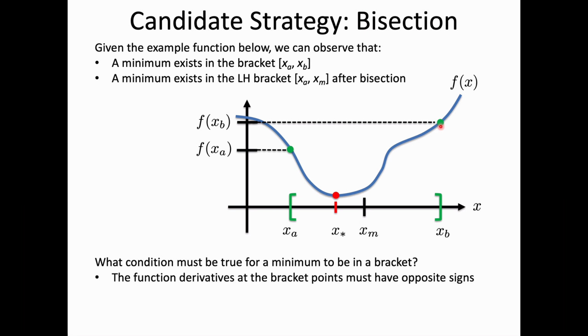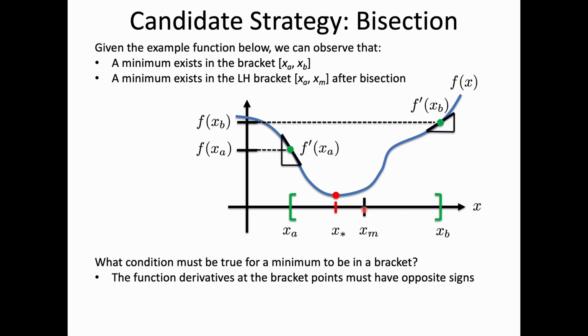As we pointed out before, the function derivatives at the bracket points must have opposite signs. If we're considering two different brackets here, xa, xm is the left-hand bracket and xm, xb is the right-hand bracket, we want to see which one of those has different signs. So xa has a slope that's negative. xb has a slope that's positive. So within xa, xb, we are going to have a minimum.